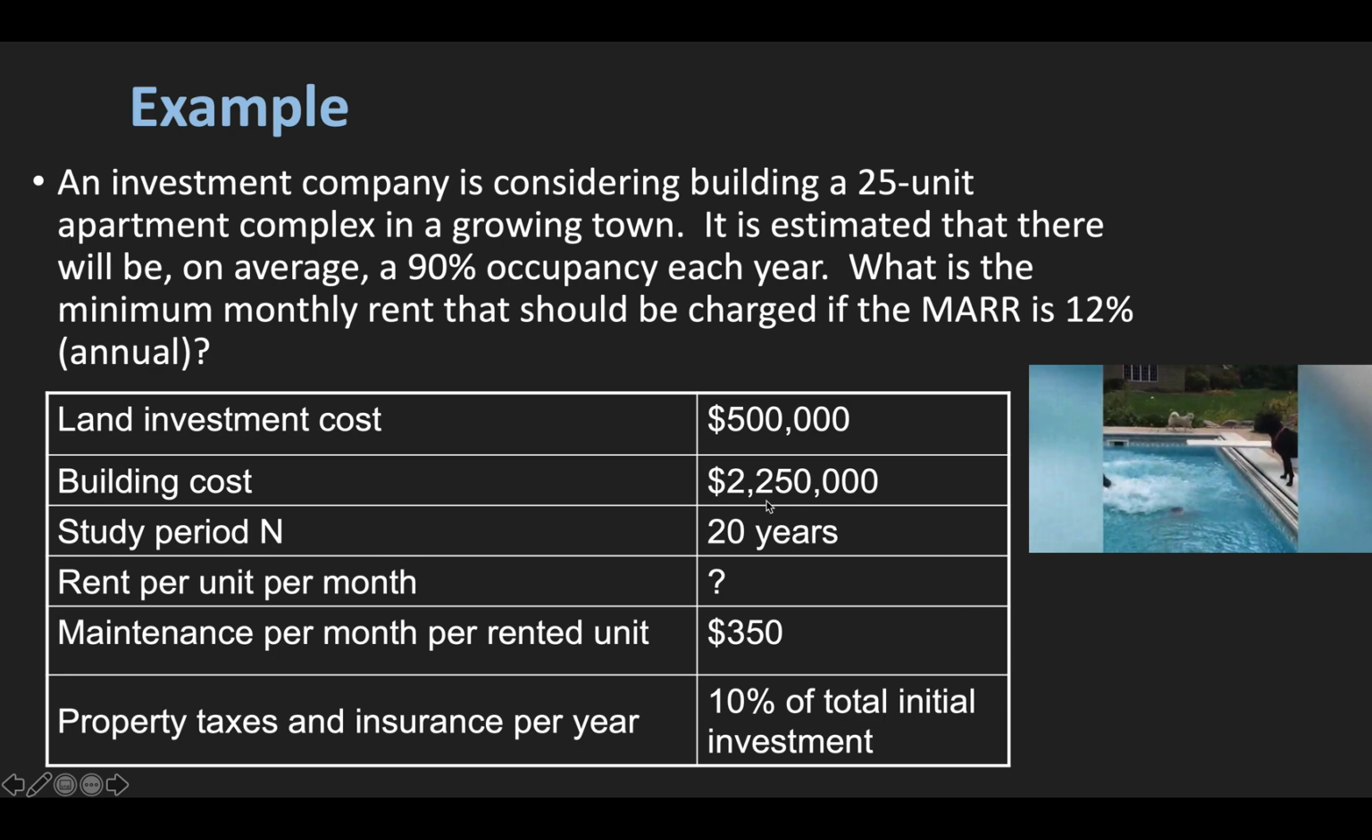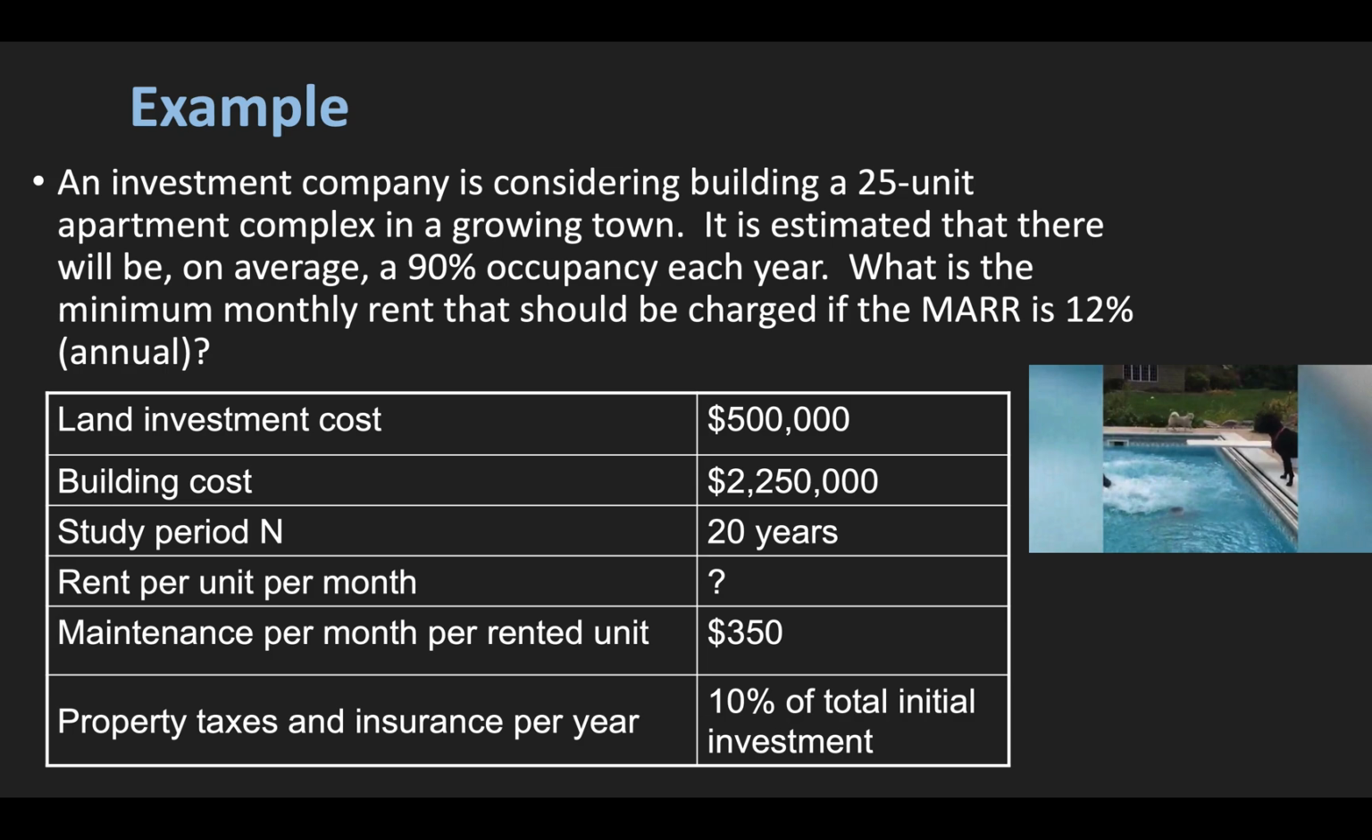So here are some investments. You need to buy the land, $500K. You need to build the building, it's $2.25 million. Study period is 20 years. Rent per unit per month, that's what we need to find out. Maintenance per month per rented unit, $350. Property tax and insurance per year will be 10% of the total initial investment. So based on all this, let's try and see what the result will be.